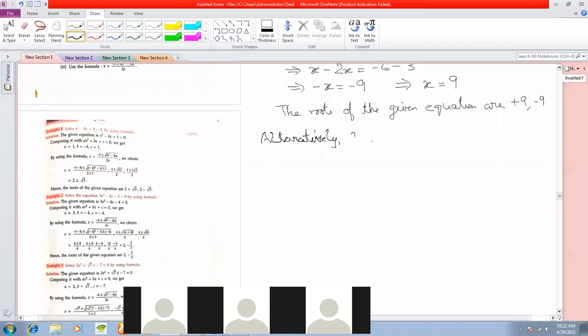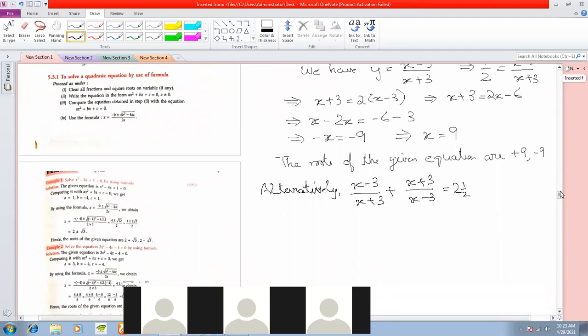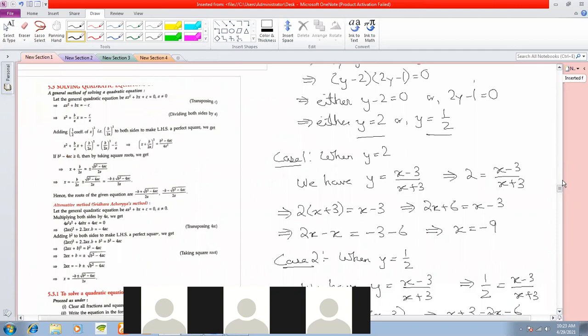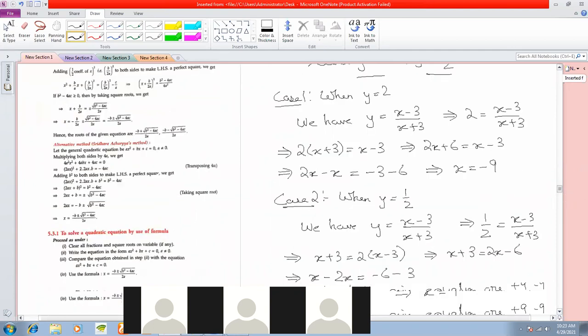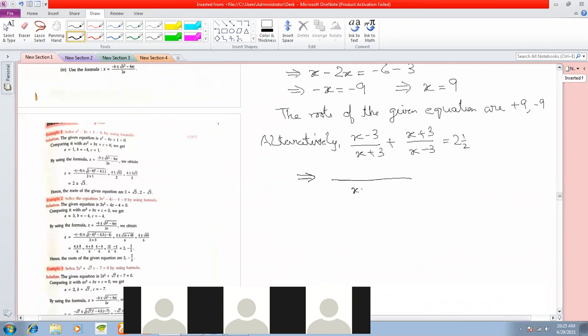(x minus 3) by (x plus 3) plus (x plus 3) by (x minus 3) must be equal to 2 and a half. Okay, so this is the question that was given to you. Now instead of taking y, what I do here is I take the LCM directly. (x plus 3) into (x minus 3) will be the LCM. Now if you see, this becomes (x minus 3) whole square, and this becomes (x plus 3) whole square. On the right hand side, you can take this as 5 by 2.